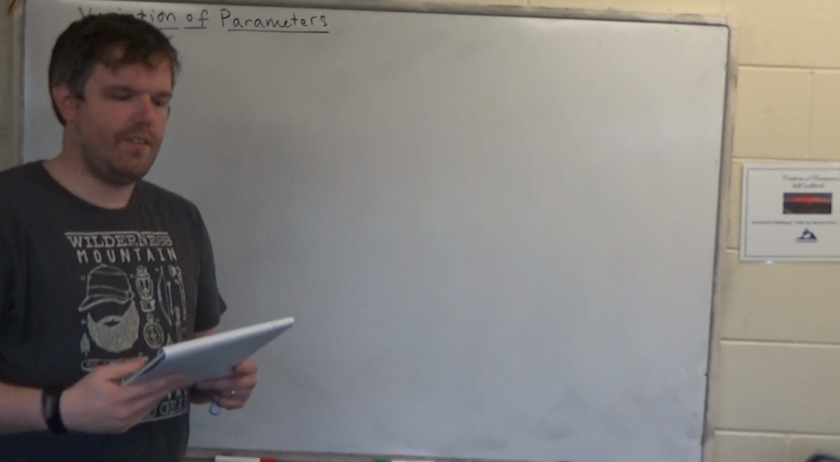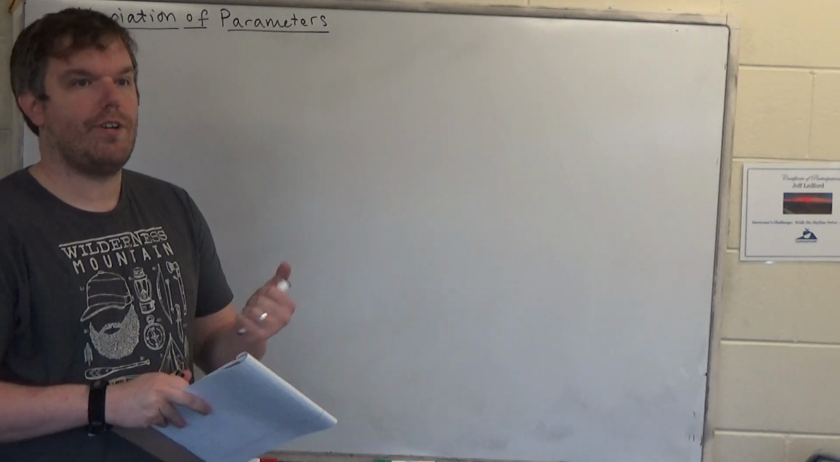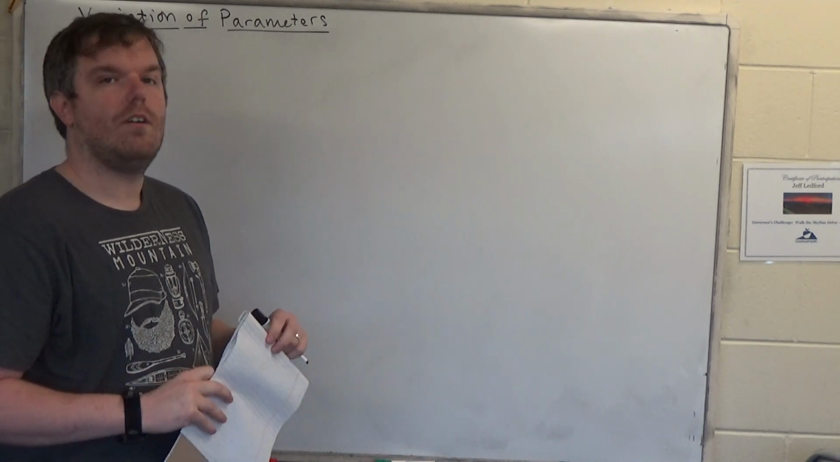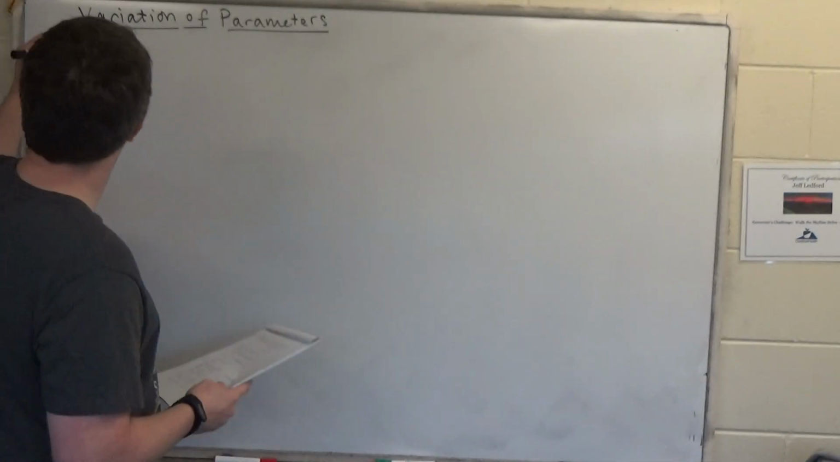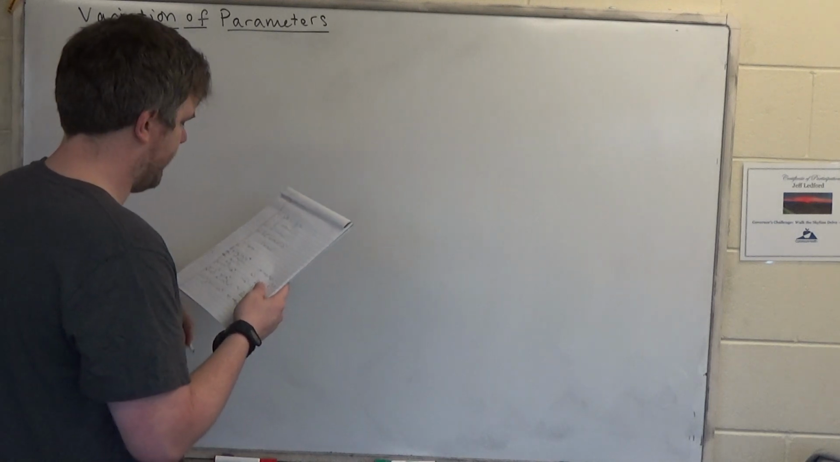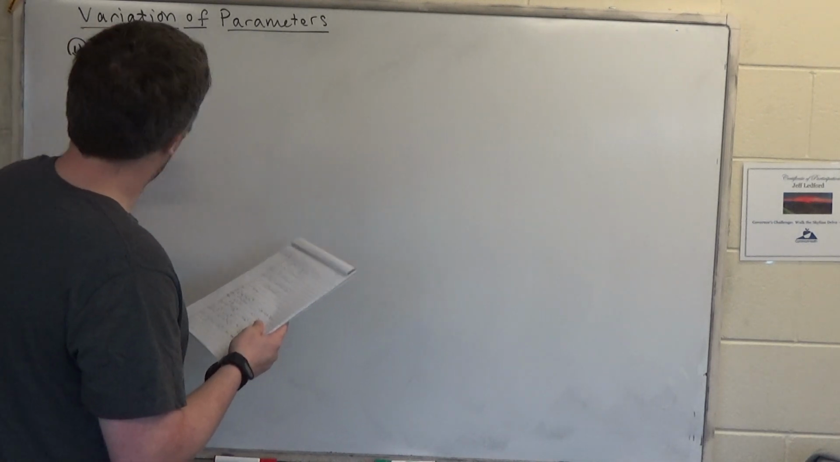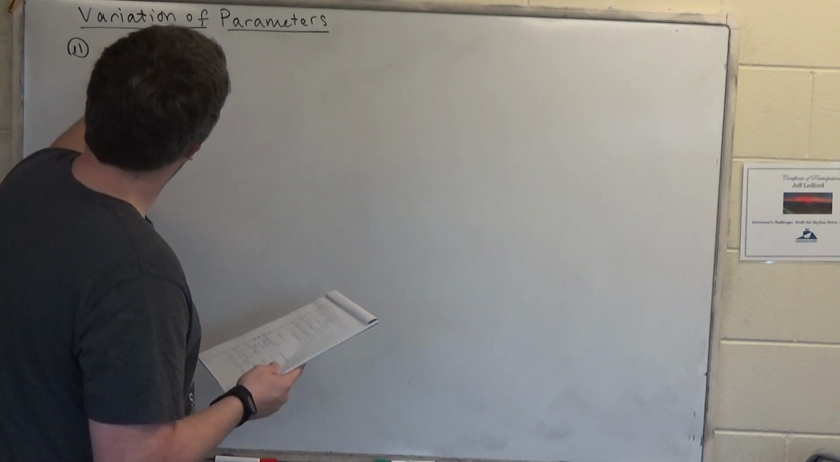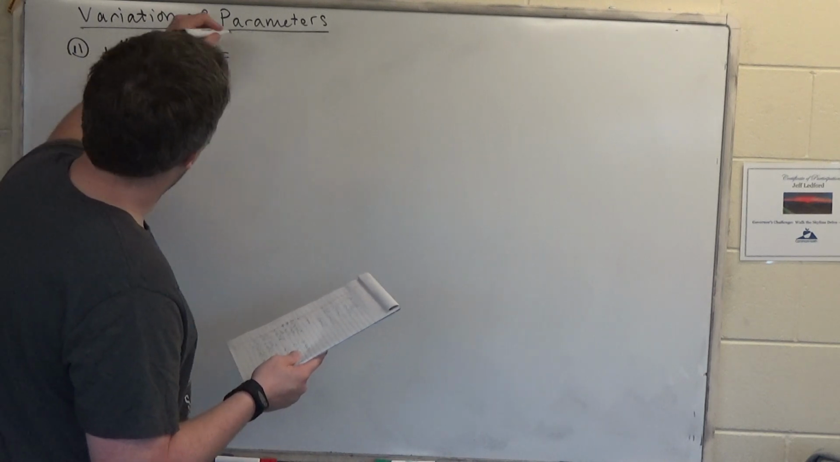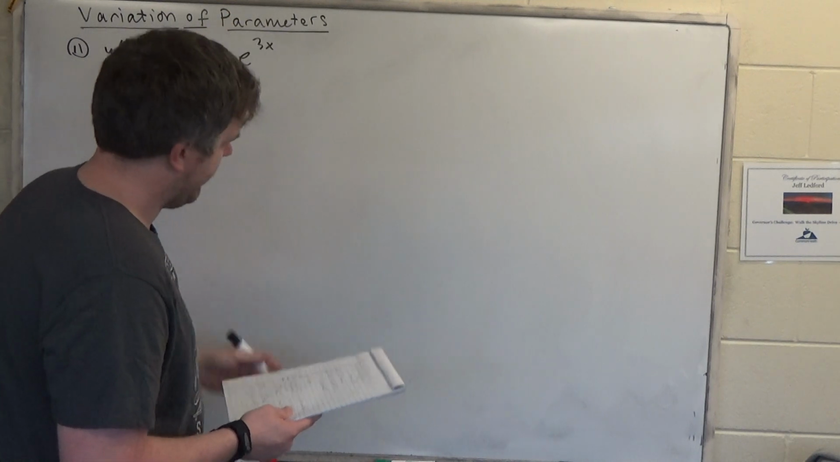Hi class. In this video we're going to do another variation of parameters problem, but in this case we're going to see how it works with second order equations. So this one is number 11. It's y double prime minus 4y prime plus 4y equals e to the 3x.